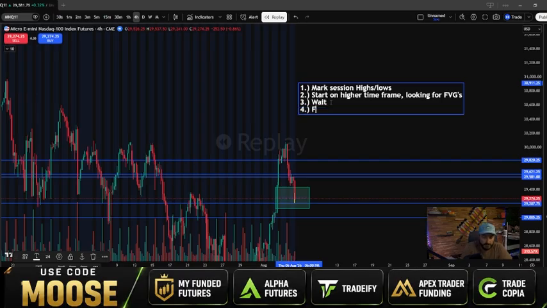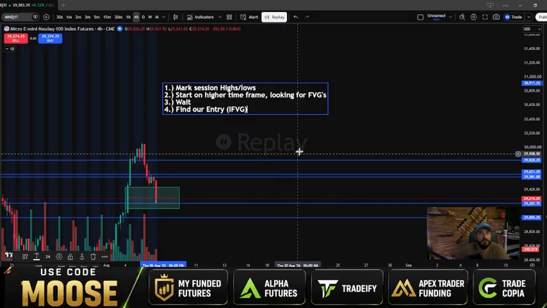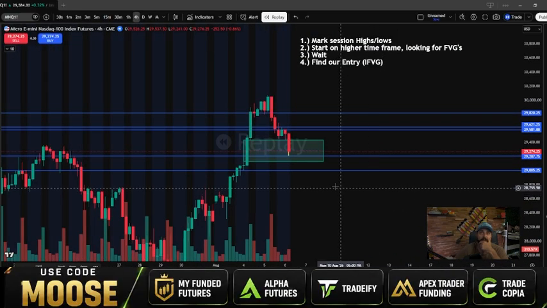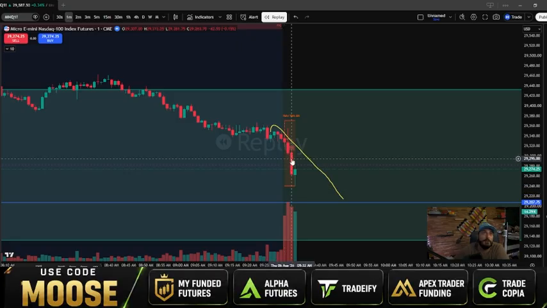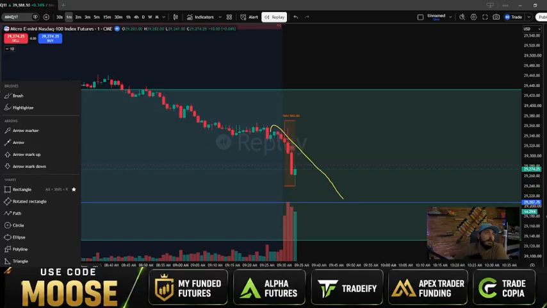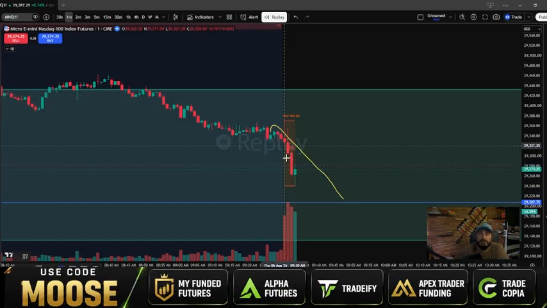Fourth step is we got to find our entry, which our entry for this model is going to be an inverse fair value gap. We already know what a fair value gap is, right? So our entry model is going to be these levels of liquidity getting swept, and then an inverse fair value gap is what's going to tell us what direction the market wants to go in. So here, right? Market creates this 1 minute fair value gap right on top of our level.